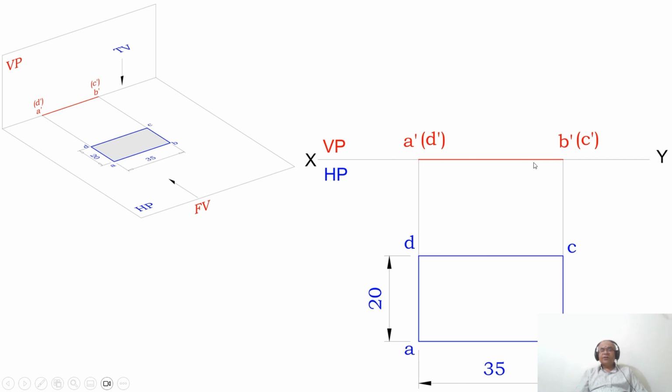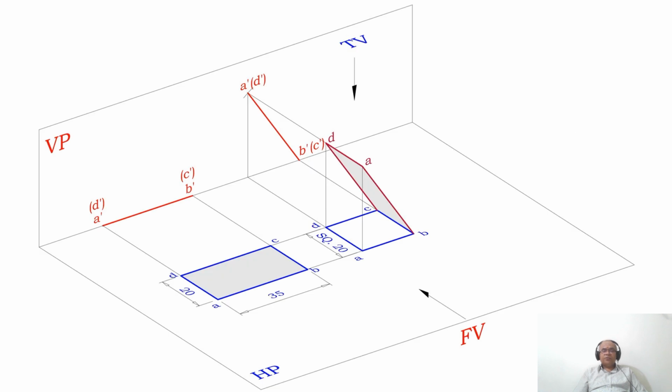Since all the sides are resting on HP, this is going to be the true shape. That is, AB is equal to CD, which is 35 mm, and AD is equal to BC, which is 20 mm. So this is how we will be able to draw the initial position of the rectangular lamina by using the sketchbook. Now we will go for the next position.